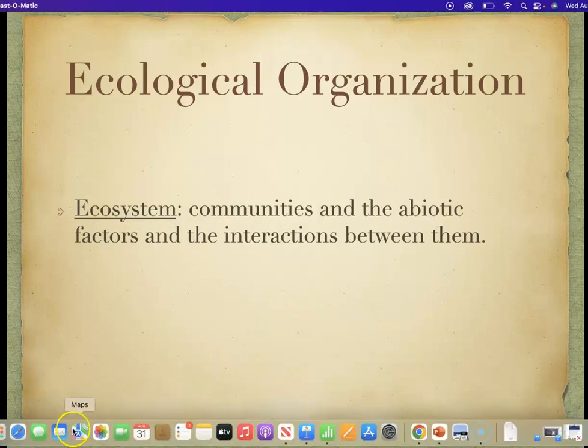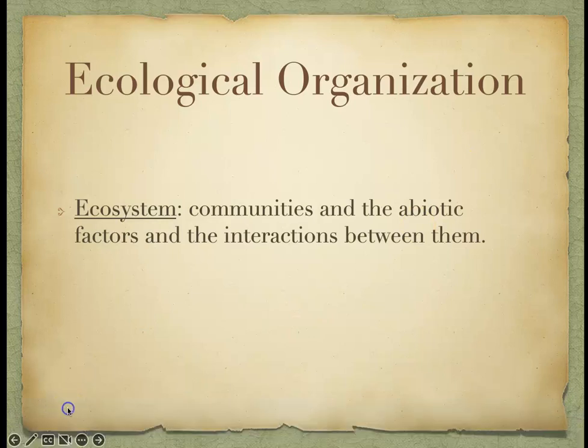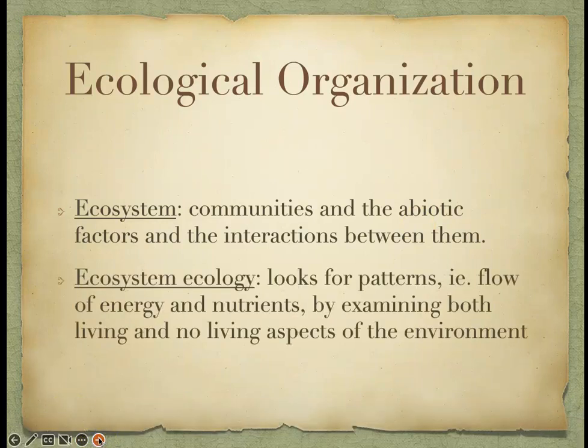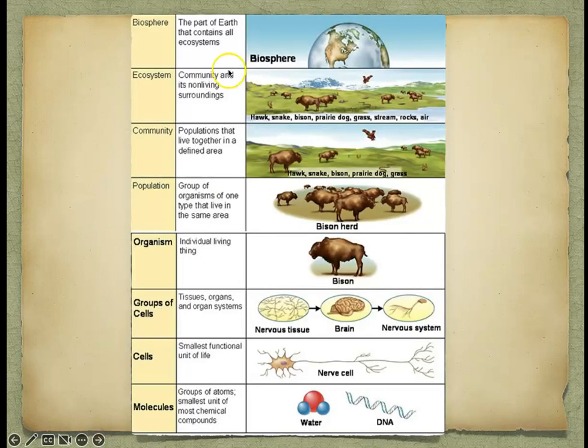Okay. All right, so when you're looking at ecosystem ecology, you have to be very broad. This is why you're going to be looking for patterns: flow of energy, flow of nutrients, how things are working through the systems of that ecosystem itself. So here's a breakdown of this.